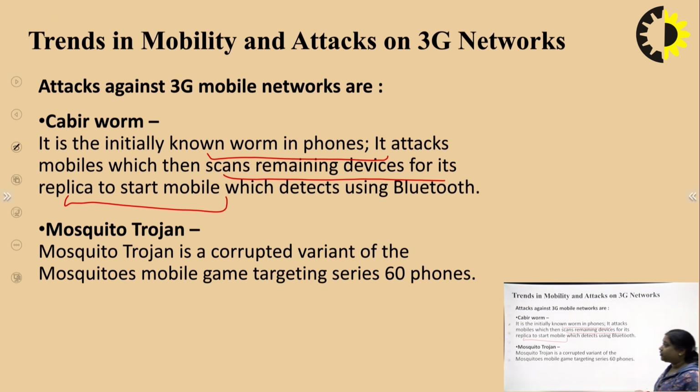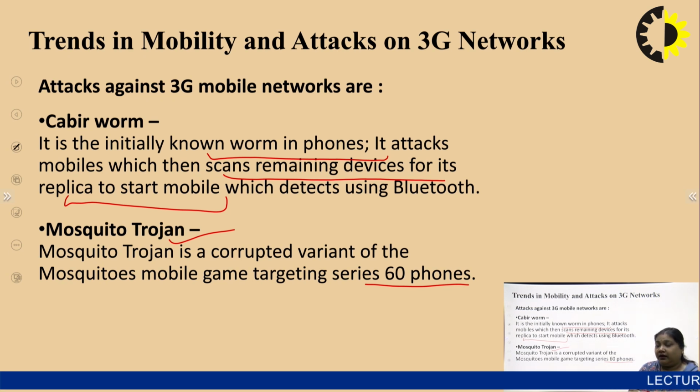Next one is the Mosquito Trojan. It is a corrupted variant of the Mosquito mobile game that is targeted at Series 60 phones, and it mostly comes when a user is transferring from the 2G to the 3G network.